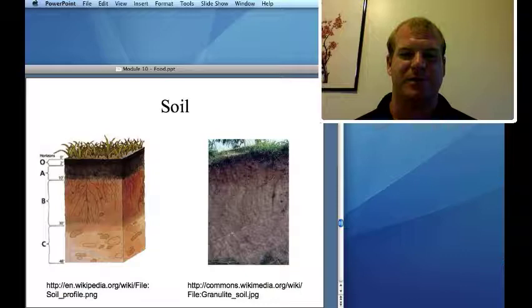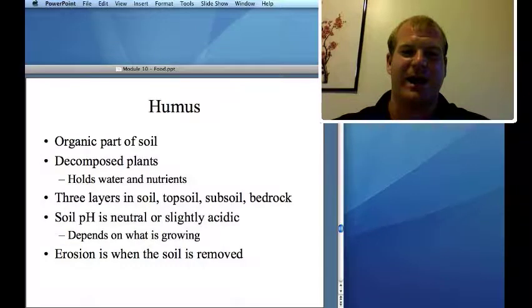Now the soil, these two pictures you can see on the left, the diagram on the right, actual soil. You have things down to the bedrock. In the top layers, though, you can see that there's more of this black organic part of the soil. Organic is carbon containing, and that is also called humus, and sometimes humic acid as well. This is mostly decomposed plants, and the top layer is the topsoil, then we have subsoils, and then bedrock. And in general, the soil pH tends to be slightly acidic. It depends on what's growing.